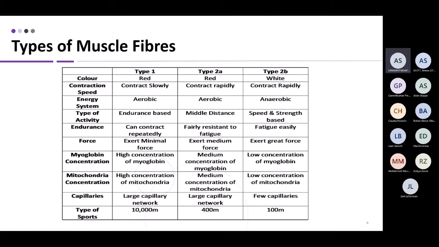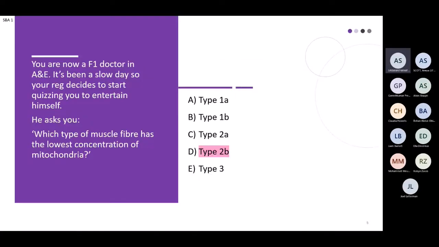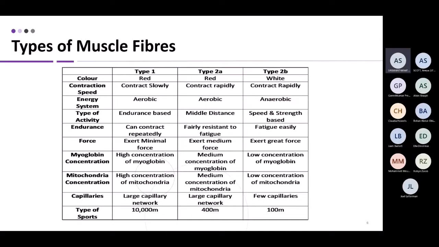So these are your different types of muscle fibers. Just going back to the options here, I put down 1A, 1B, 2A, 2B, and 3. So the only ones that actually exist are type 1, type 2A, and type 2B. The other ones were just there to throw you guys off. So your type 1 are your slow twitch or slow contraction muscle fibers. So this is more for endurance-based exercises, for example, long distance running, like marathon running, for example.